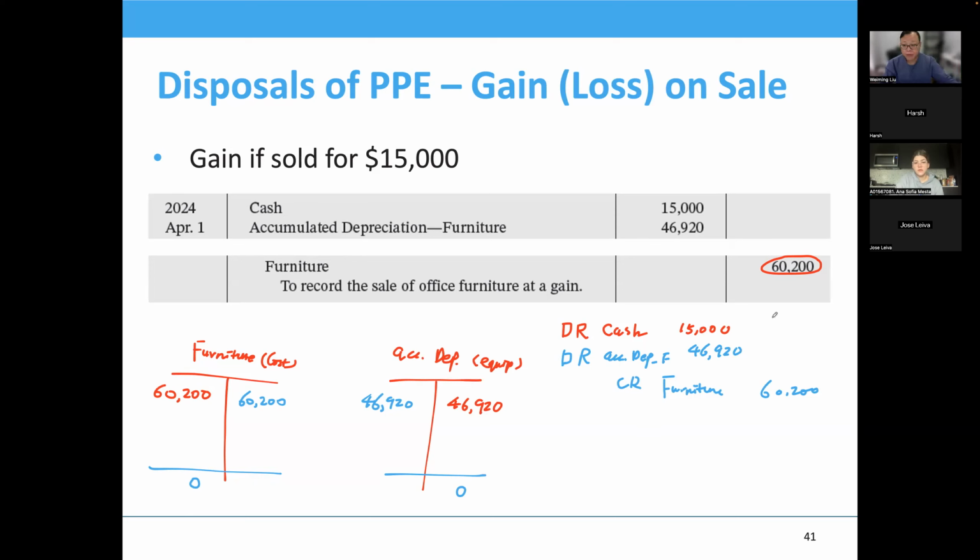Is it zero? Pardon me? Zero, or do we have to add up the two debits? Yeah, we add up the two debits. You are right. So if we add up these two debits, we should get 61,920. That's my total debit. And what's my total credit so far?